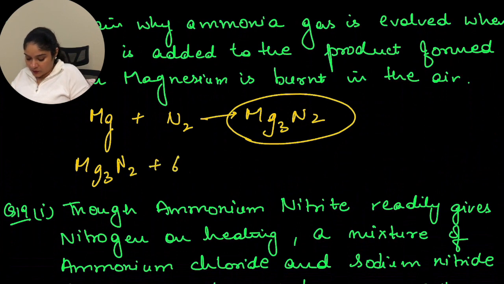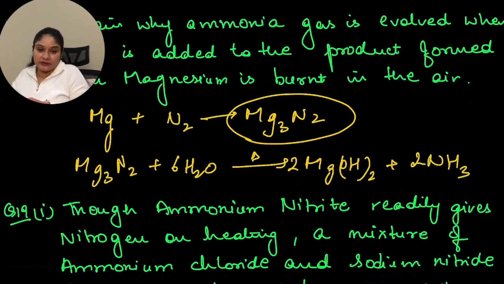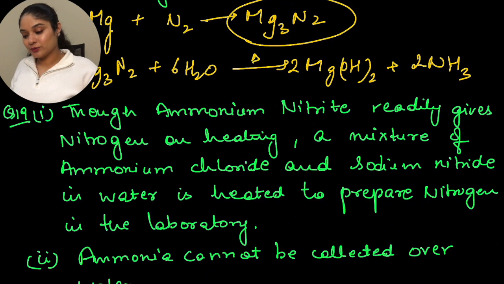Mg3N2 combines with water. This ends up giving you magnesium hydroxide, Mg(OH)2, plus ammonia gas. So this is how you would explain what's happening here. Alright students, let's move ahead to question number 19.